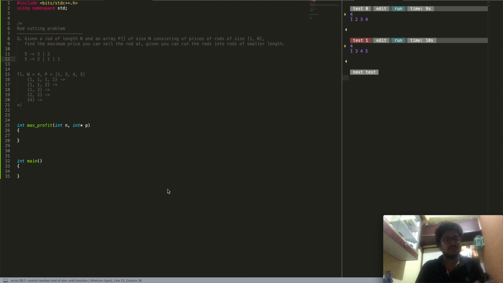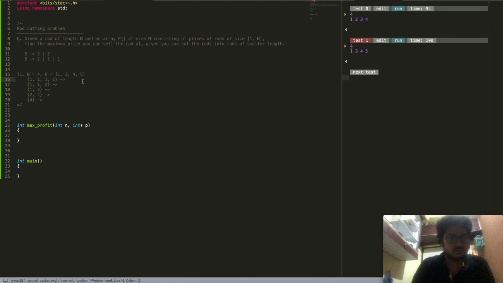So I will try to explain this test case over here with the help of an example. For this test case, n is equal to 4, that is the length of the rod is equal to 4, and the prices of the rods of length 1, 2, 3 and 4 are 1, 3, 4 and 5 respectively. Alright, so these are all the ways to cut down the rod into rods of smaller length.